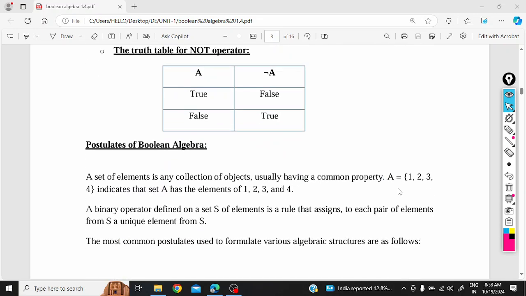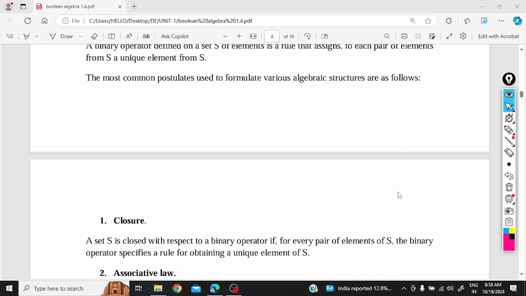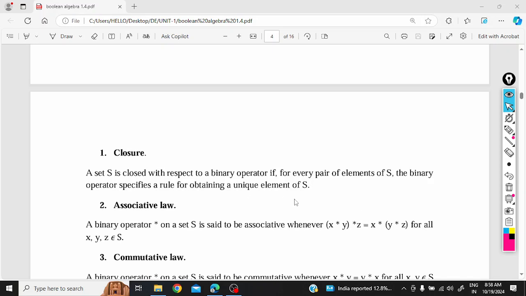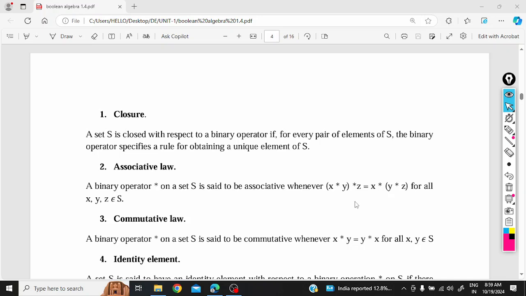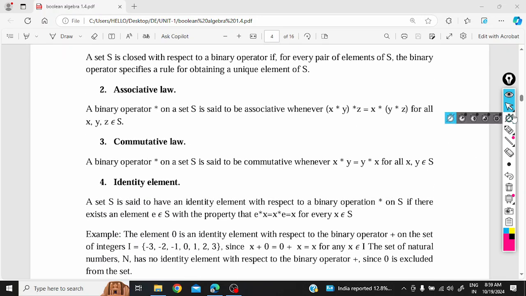There are some postulates or functionalities of those functions. For example, there is the closure property, which means a set S is closed with respect to a binary operator if for every pair of elements of S, the binary operator specifies a rule for obtaining a unique element of S. Second, the associative law states that x dot y dot z is equal to x dot y dot z. So this is the associative law.